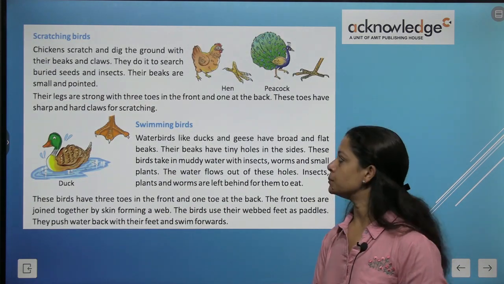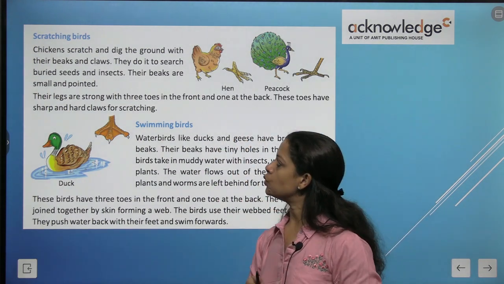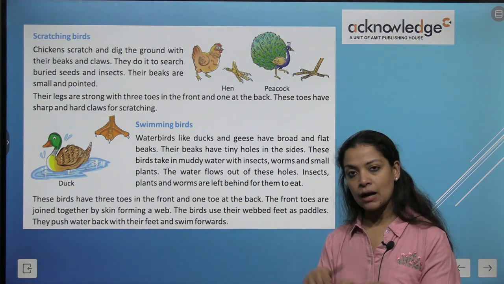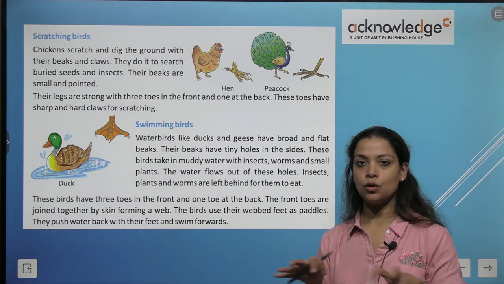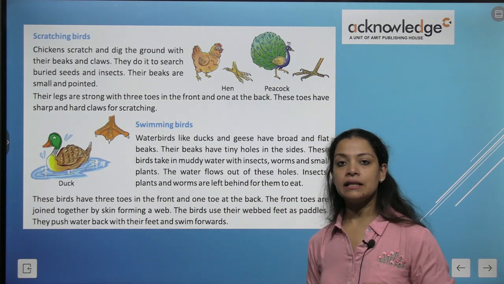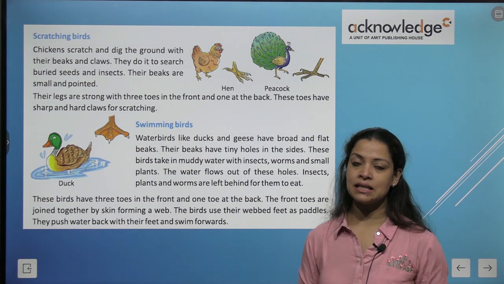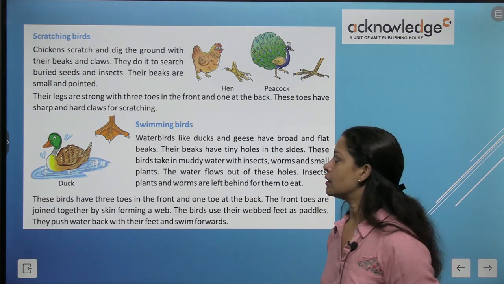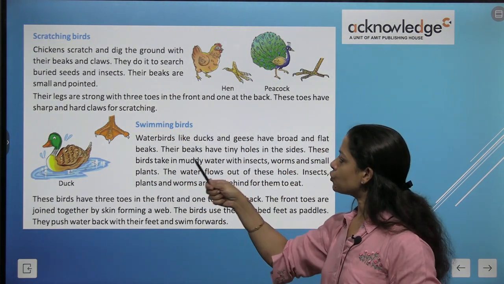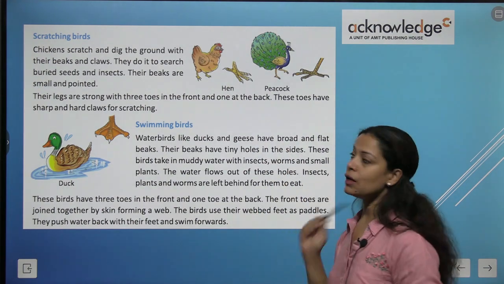Now we have scratching birds. What are they? Chickens scratch and dig the ground with their beaks and claws. Chicken क्या करते हैं? वो ground को ही scratch करते हैं, खोदते रहते हैं. They do it to search buried seeds and insects, in search of their food, insects and seeds. They keep on scratching the ground. Their beaks are small and pointed. Their legs are strong with 3 toes in the front. Now they are again having 3 toes at the front and 1 at the back.